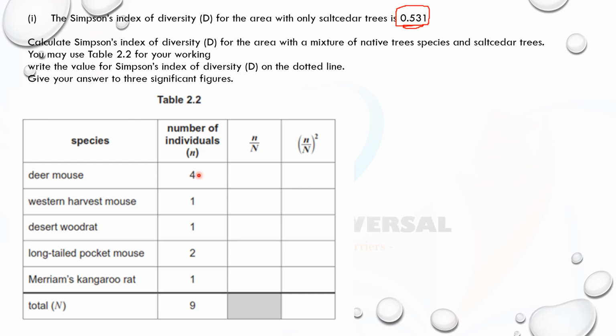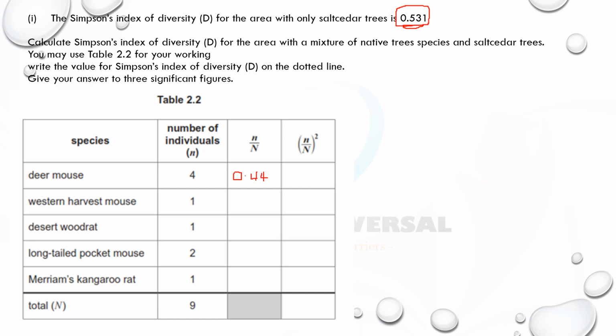So what's the first thing you do there? You say 9 for the first one. You say 4 divided by 9. What does it give you? 0.44. You can just pick 3 decimal places, 0.444.